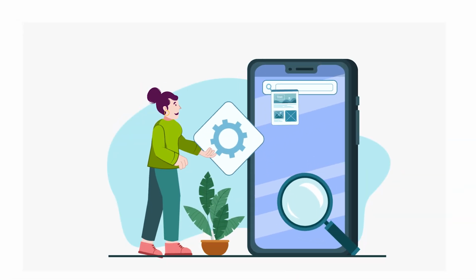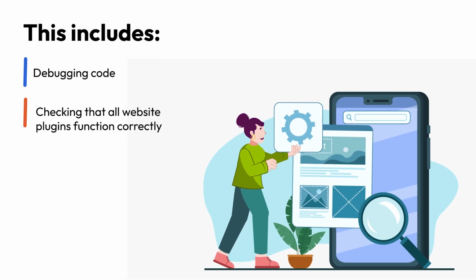Testing, which happens concurrently with development, is the phase in which system bugs are identified and resolved through multiple retests. This includes debugging code and checking that all website plugins function correctly. Testing provides insight into meeting key performance indicators, or KPIs, before proceeding to the next project phase, bringing the project closer to completion.